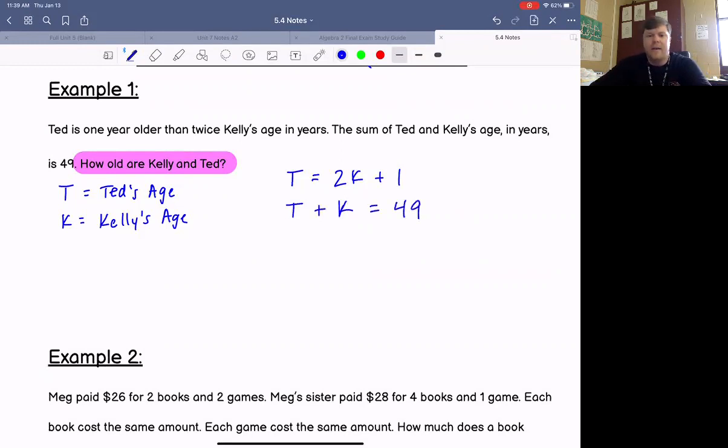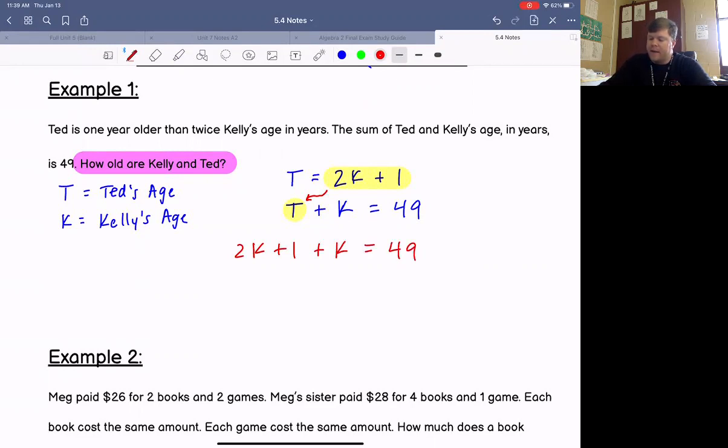So now I've got my system of equations. And as you can see, I already have a variable isolated right here, T. So it is going to be very easy for me to take this statement, 2K plus 1, and substitute it in the second equation for T. So substitution is the method that is probably most appropriate here. If we make that substitution, it's going to be 2K plus 1 plus K equals 49.